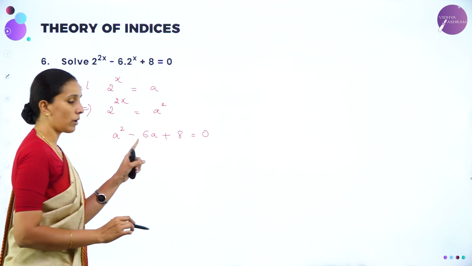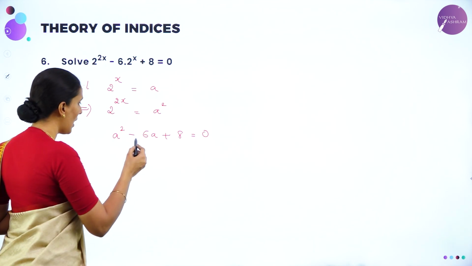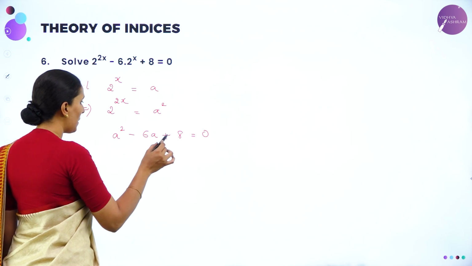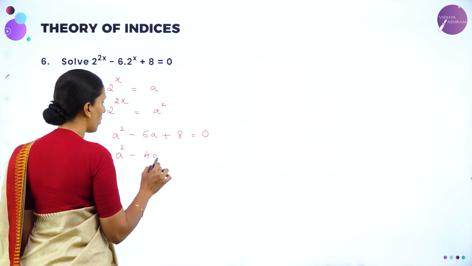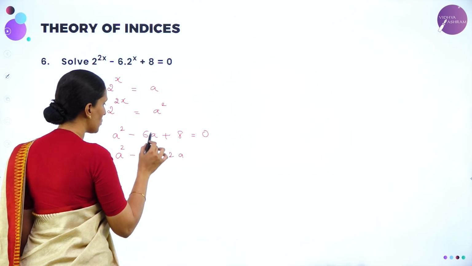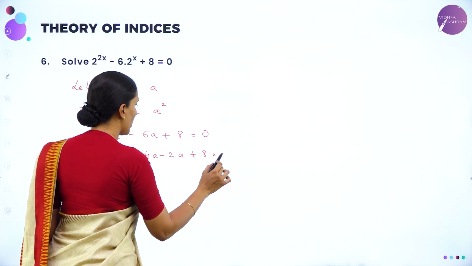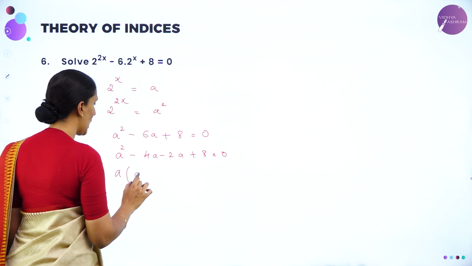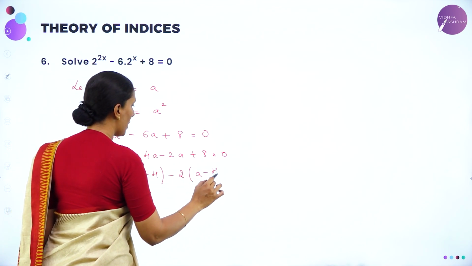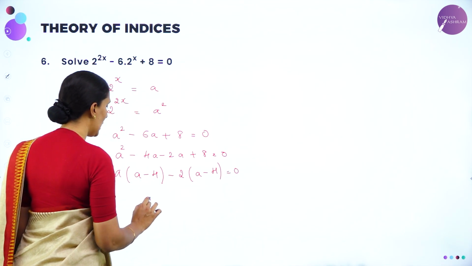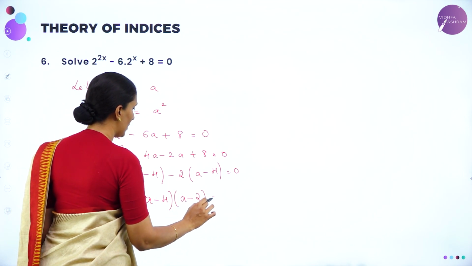Now this is in the form of a quadratic equation. We can use the formula method or the factorization method. I'll use the factorization method. I'll split this into 2 linear factors. So 6 can be written as 4 plus 2. Minus 4 minus 2 is minus 6, and minus 4 into minus 2 is 8, is equal to 0. So taking a common here, I'll get a minus 4. Taking minus 2 common here, I'll get a minus 4 again. Taking a minus 4 as a common factor, I'll get a minus 2 as a factor.